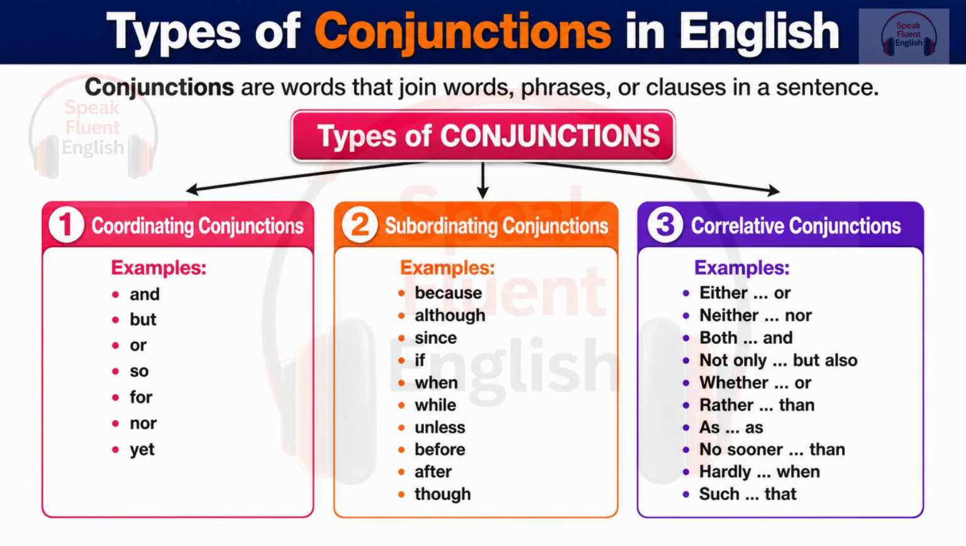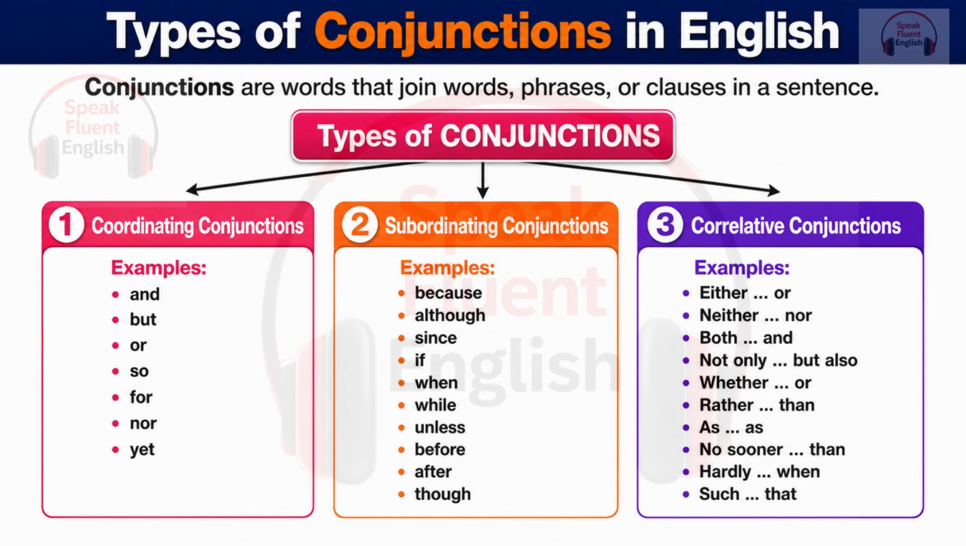So. It was raining, so we stayed home. He was late, so he missed the bus. For. I stayed at home, for I was sick. Nor. He does not drink tea nor coffee. She did not call nor message me. Yet. He is small yet strong. It was difficult yet interesting.